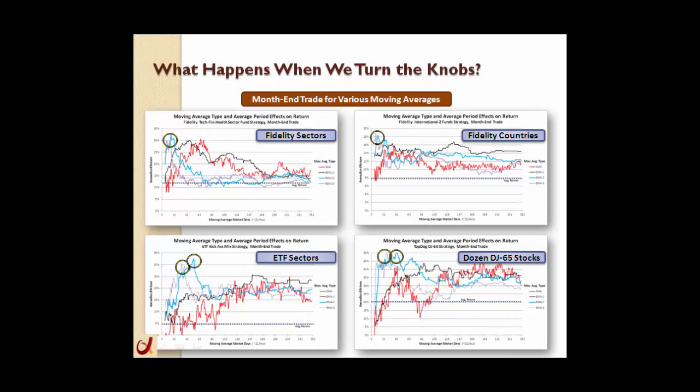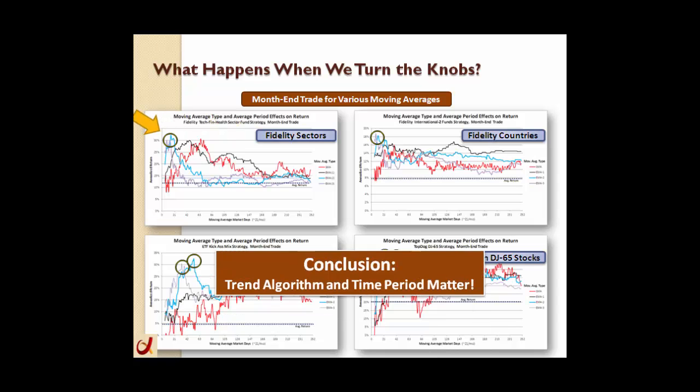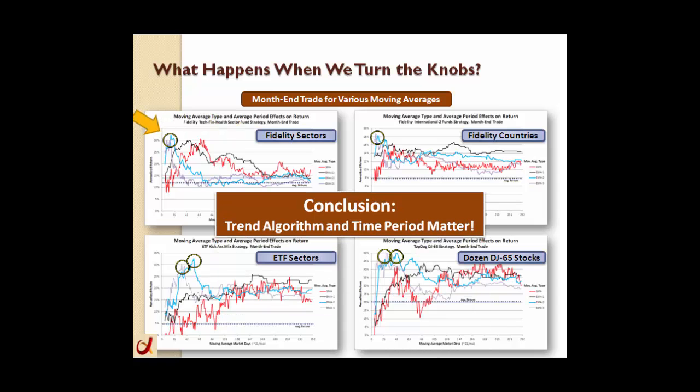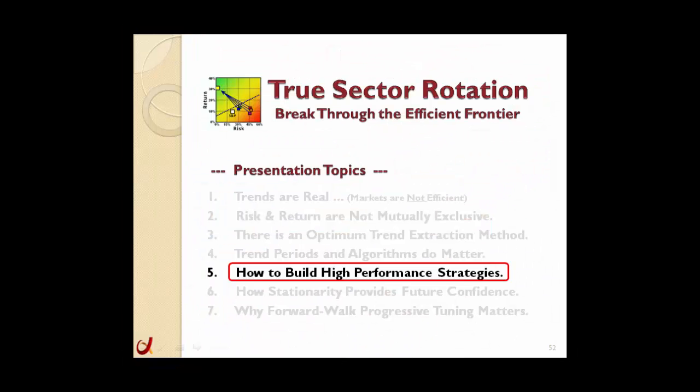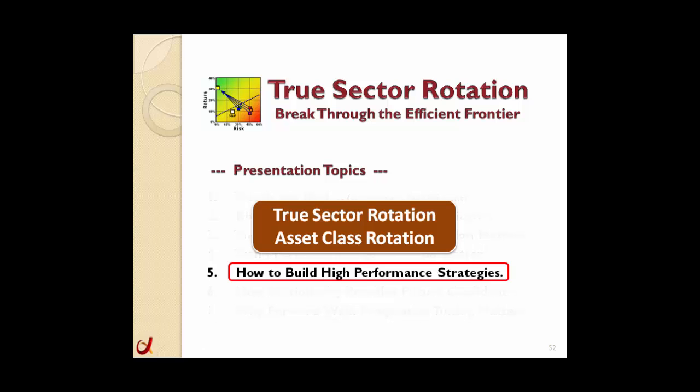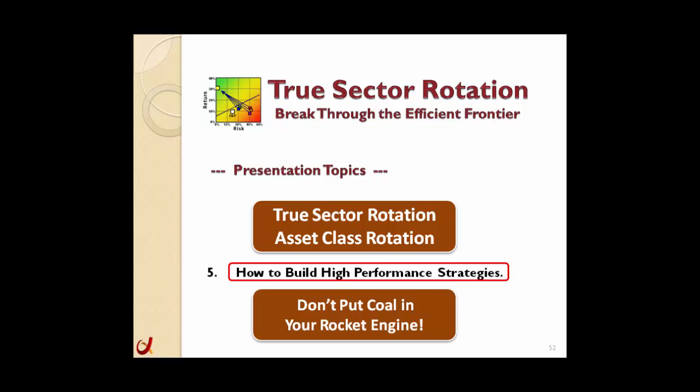But now let's again keep the red lines from the prior chart and keep the 1-month trade interval, but this time we'll try different kinds of moving averages. In every case, the second order and third order EMA produce a nice peak. Yes, trend algorithms and time periods do matter. I said I'll show you how to build high-performance strategies. This involves true sector rotation and asset class rotation, and it involves making sure you don't put coal in your rocket engine.